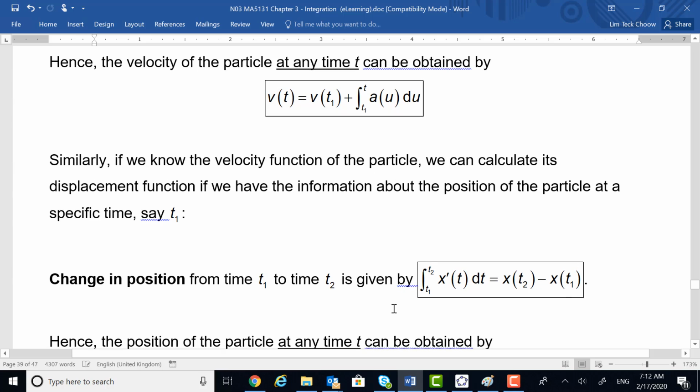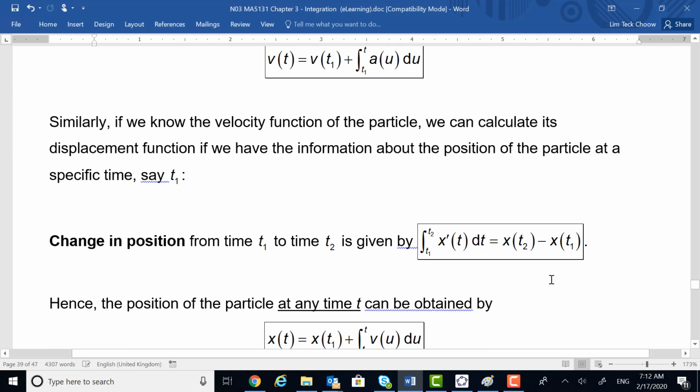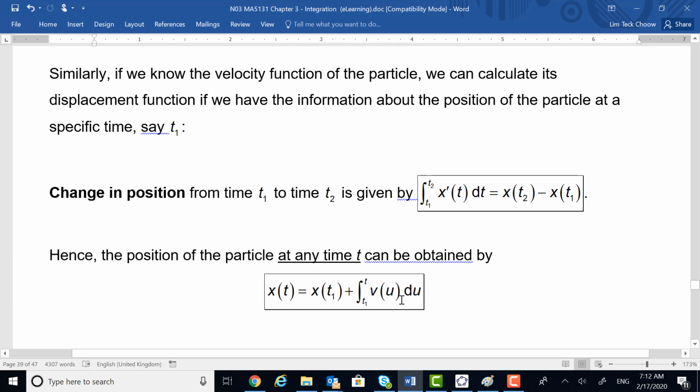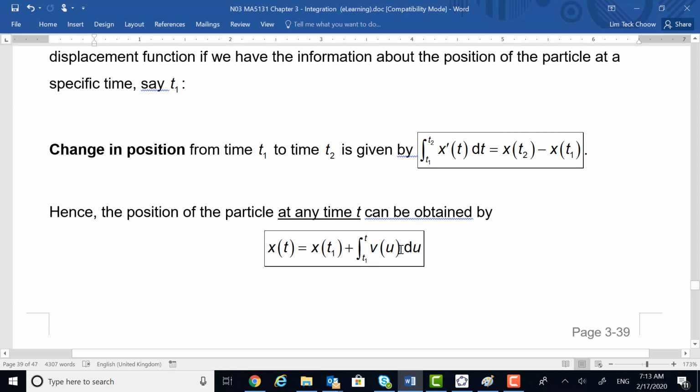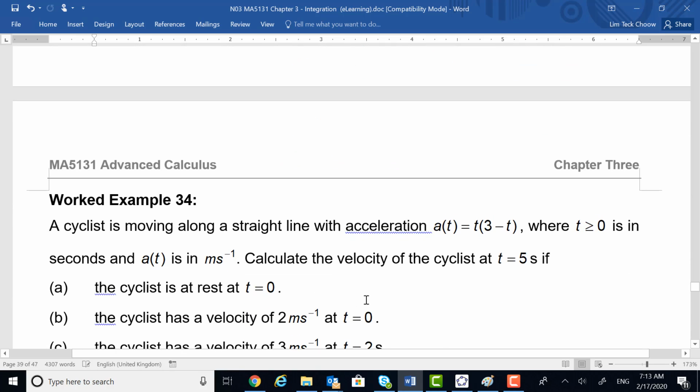Okay, the next thing is, if you integrate x prime, which is actually the velocity, it will give you the change in the displacement. And x prime is actually velocity. So again, you can find the displacement in time t using this. So once again, you see the change of variable names. These are dummies, not to mix up with this t here. This u is the dummy variable, okay? Let's look at some examples.